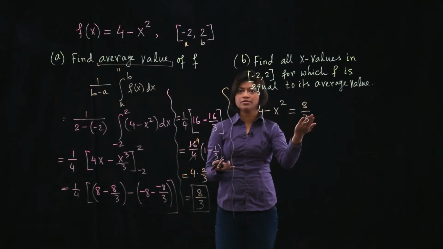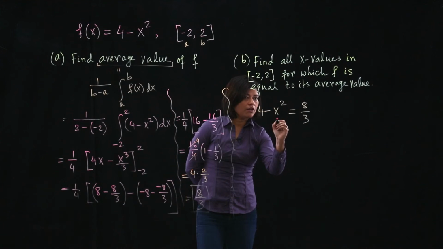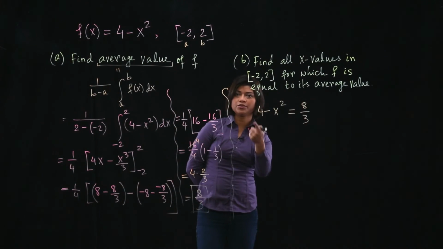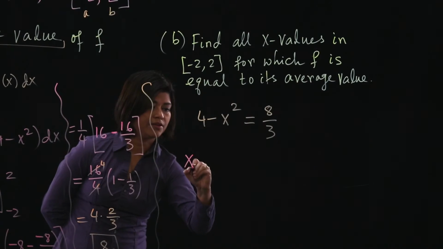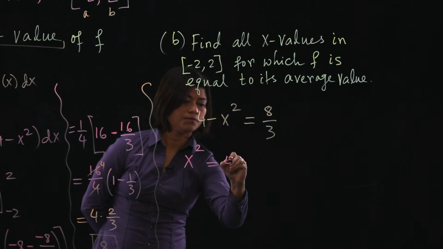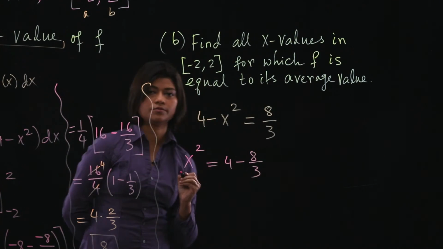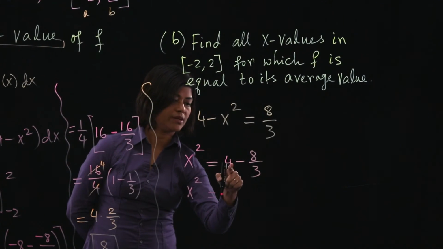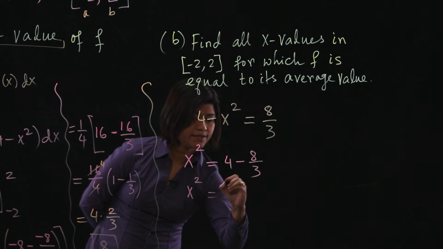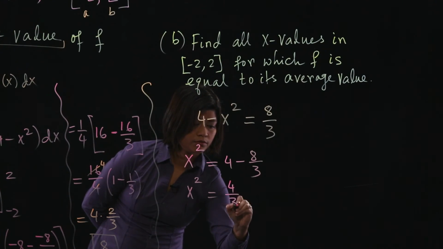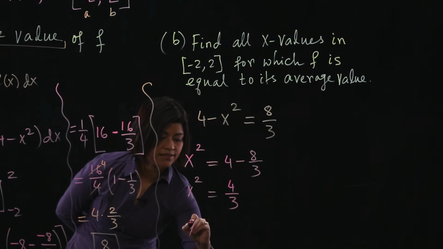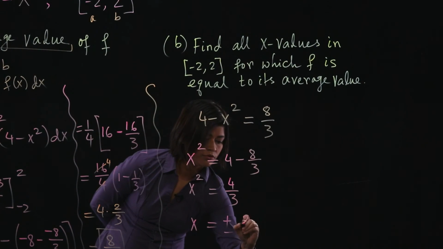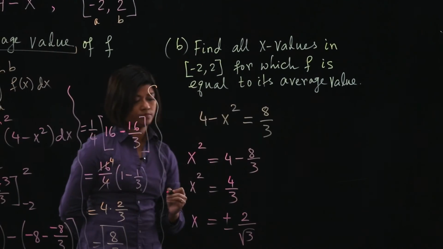Okay, this is just an equation in x. So let's solve for it. Bring the x squared to the right hand side and 8/3 to the left. So we'll have x squared is equal to 4 minus 8/3, so 4 times 3 is 12, 12 minus 8, that's 4/3. Okay, so what is x? Take the square root. x is plus or minus 2 over square root of 3.